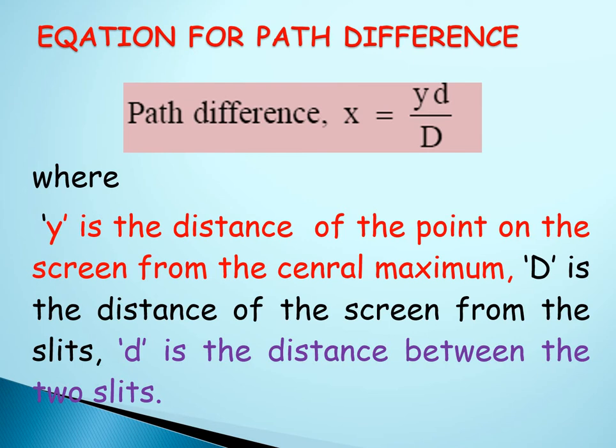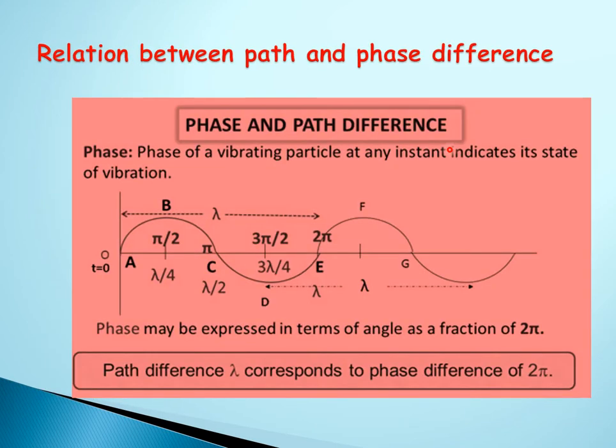Now, I have started with path difference because without that I cannot proceed. Okay, the same equation which we derived in the previous class. So path difference x is equal to yd by D, where y is the distance of that point from the central maximum and small d is the distance between the two coherent sources. Capital D is the distance of the screen from the plane of the coherent sources. Okay, now we are going to see what is the relation between path and phase difference.